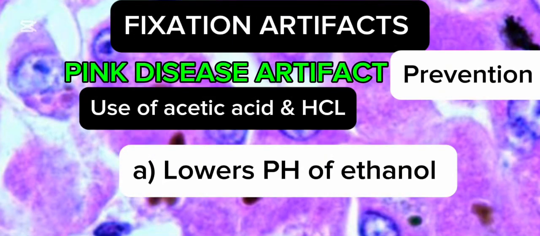So a lower pH prevents the precipitation of tissue components, majorly proteins and phospholipids, that can otherwise occur in more alkaline or neutral ethanol solution. And this stabilizes the tissue components and ensures proper preservation during the dehydration process.